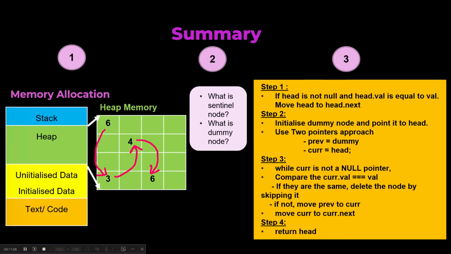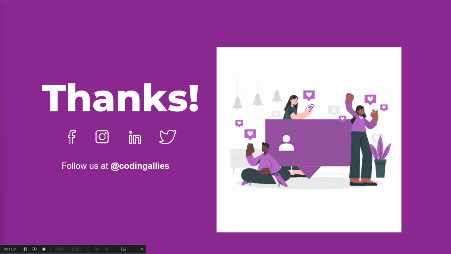So let's summarize what we have learned so far. Three things that we have learned. First, memory allocation, stack and heap space, how a linked list is stored in heap memory. Second, what the sentinel node, the dummy node, is and the importance of it. And then the step-by-step iterative approach to solve this particular problem.